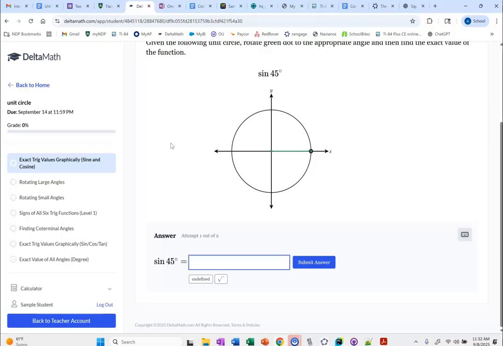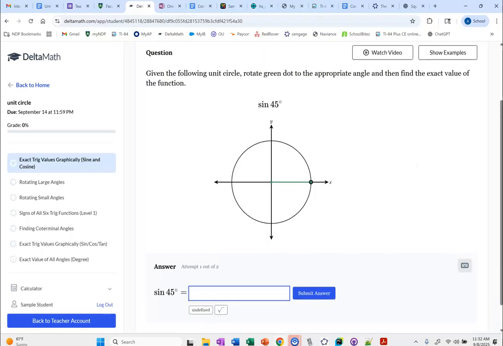All right. So I want to just kind of walk through the delta math that you're going to spend the rest of today working on. Very good. The first type of problem says, given the following unit circle, rotate the green dot to approximate the angle, and then find the exact value of the function.